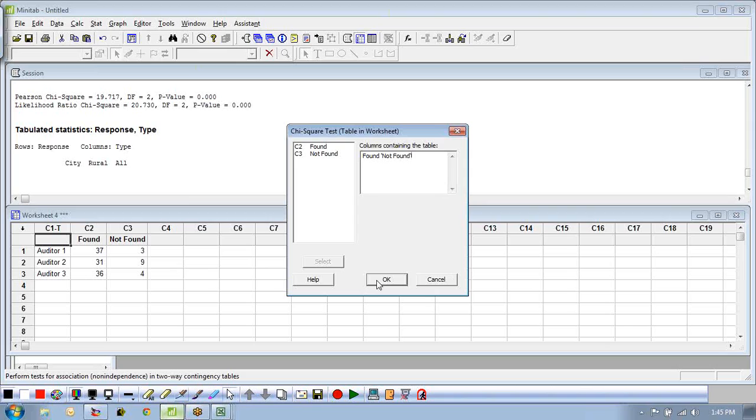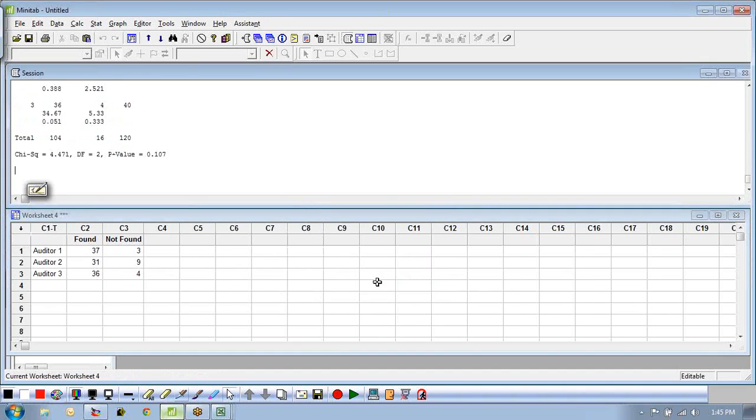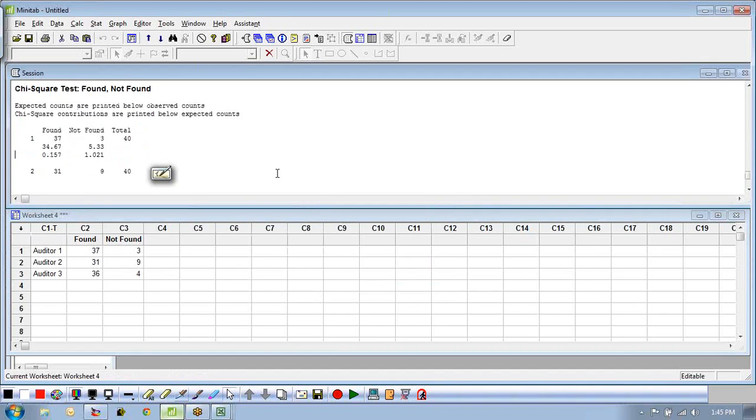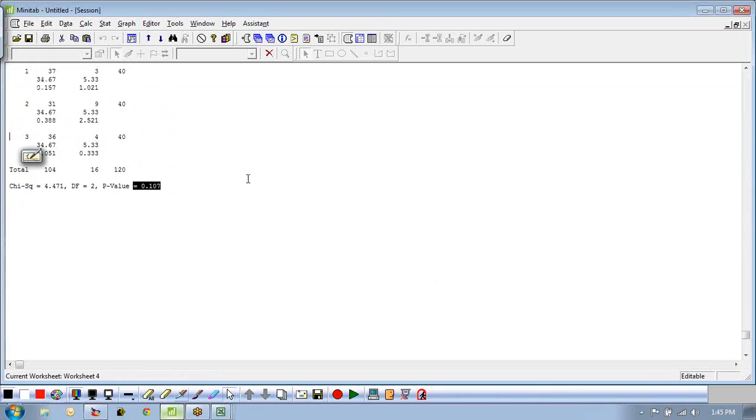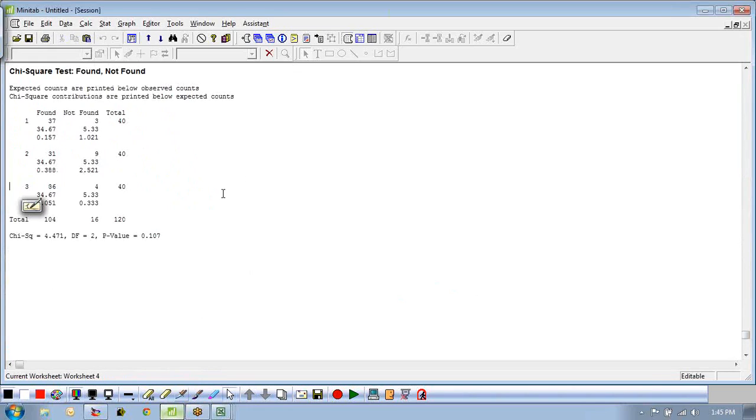Proportions, you can do that, right? Proportion yes, proportion no. Okay. All right, and let's click the OK button, and there we have it. It turns out that we get a P of 0.107, which is very interesting. It says that we cannot reject the null, that these proportions are different.